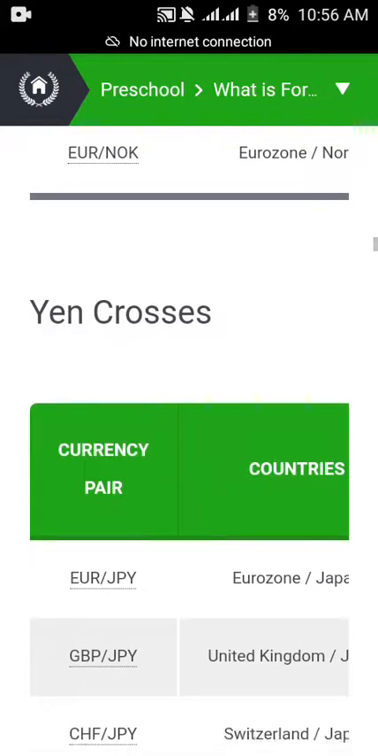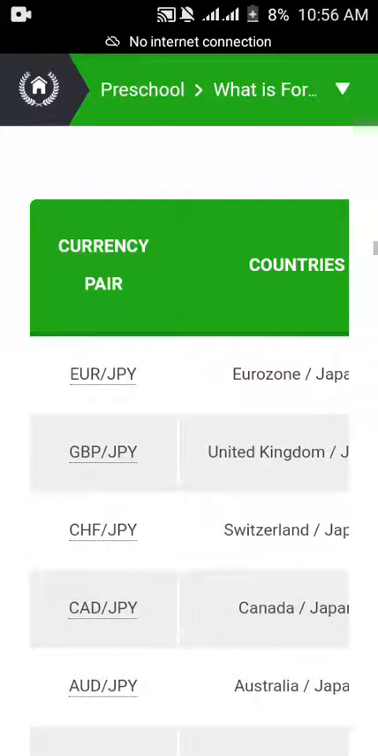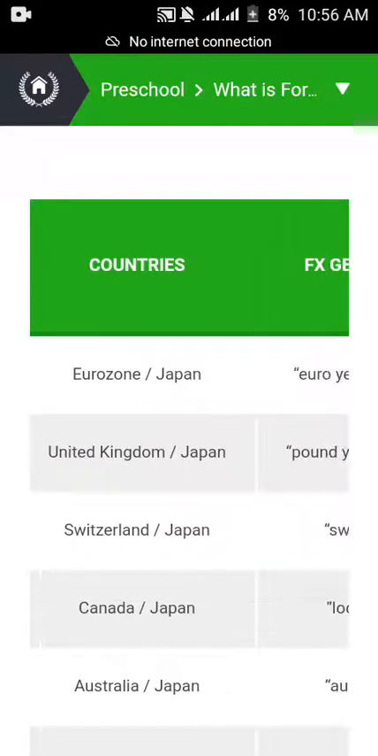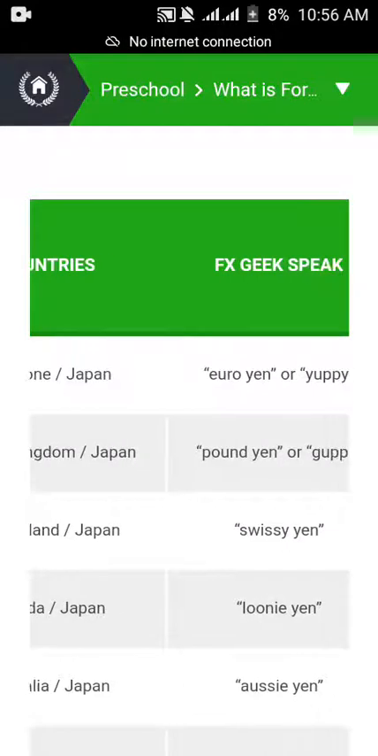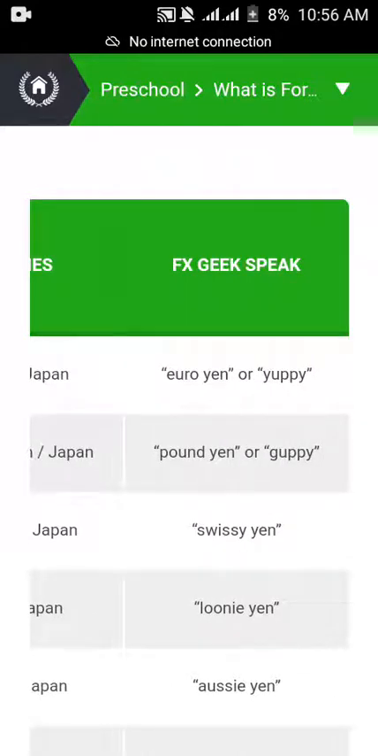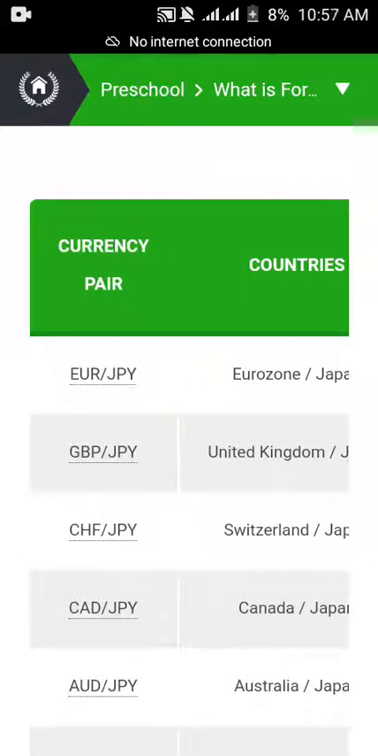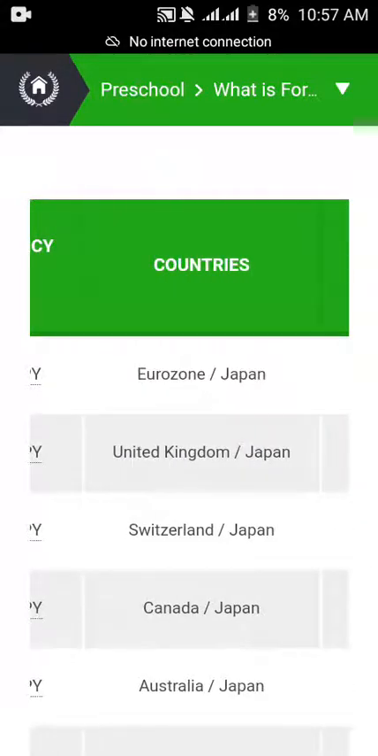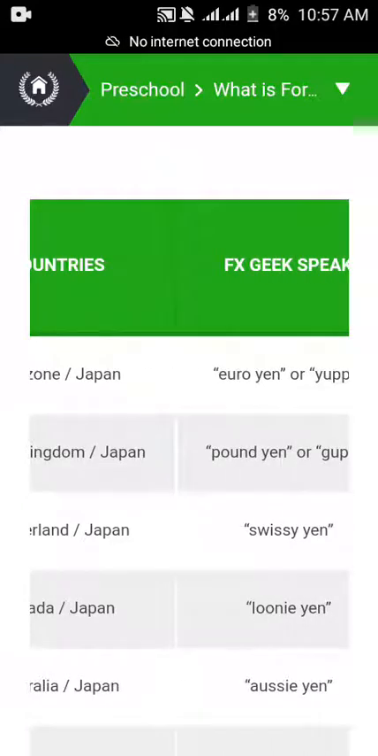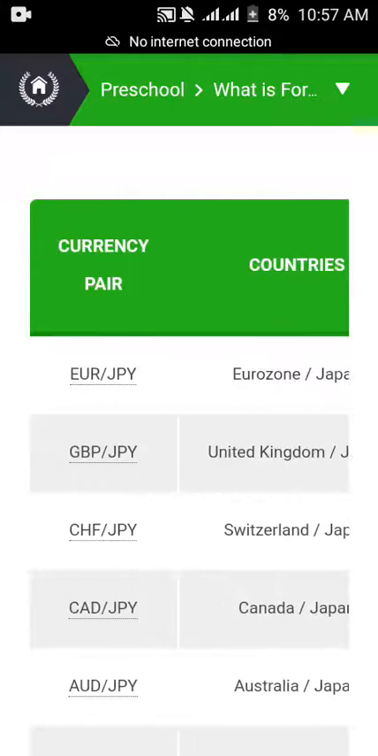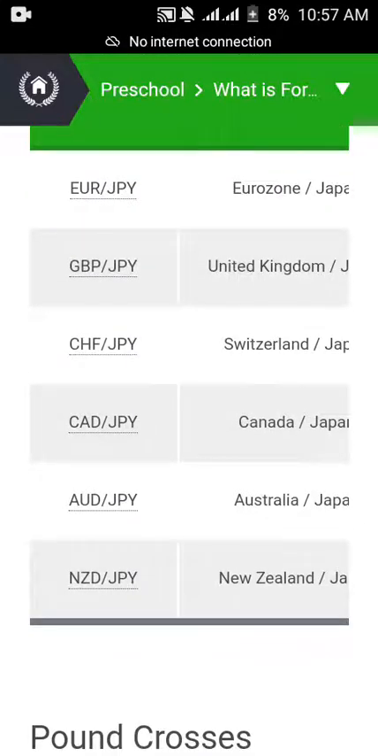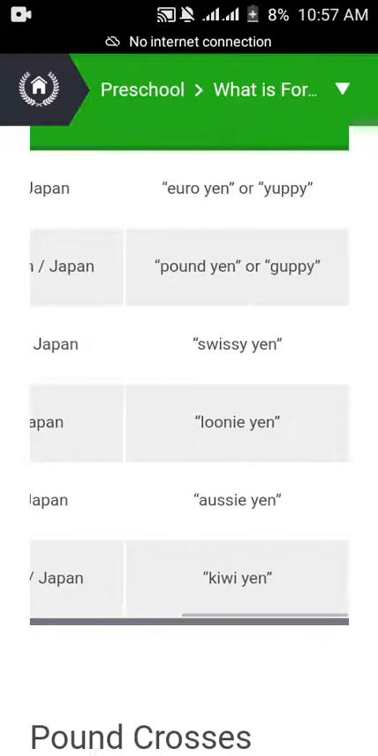Then for the Japanese yen crosses, we have on the table the currency pairs, the Euro and Japanese yen, and the countries are Eurozone and Japan. Then the forex geek speak is Euro yen or Yoppy. Then for the Great British pound and Japanese yen, the countries are United Kingdom and Japan. Then the geek speak is pound yen or Guppy. Then for the Swiss franc and Japanese yen, we have the countries Switzerland and Japan. The currency geek speak is Swissy yen.